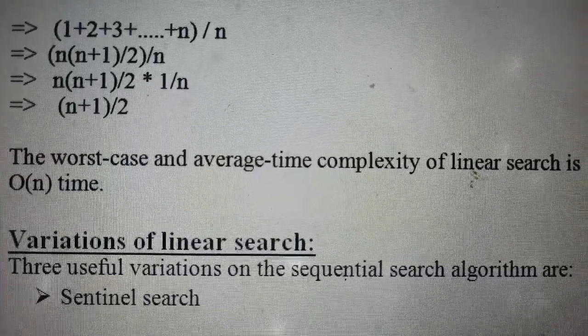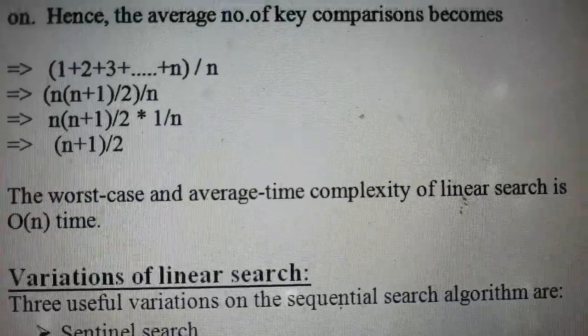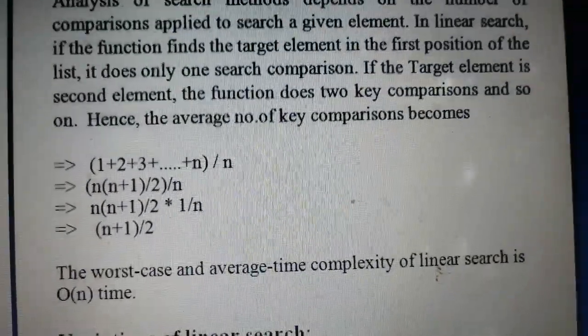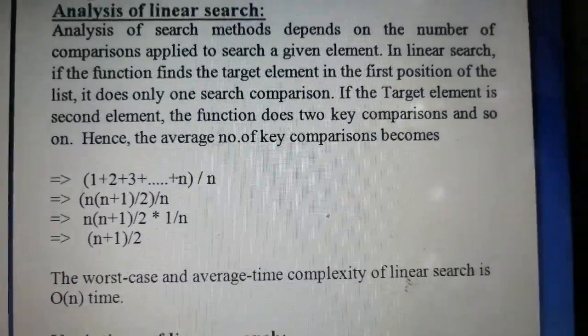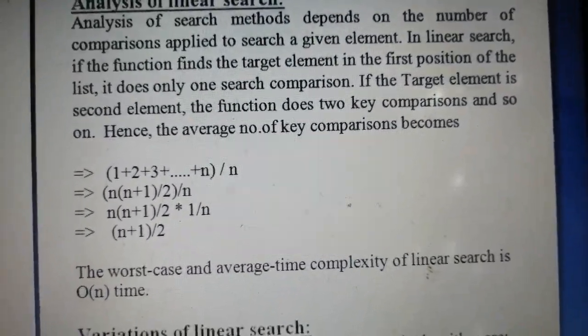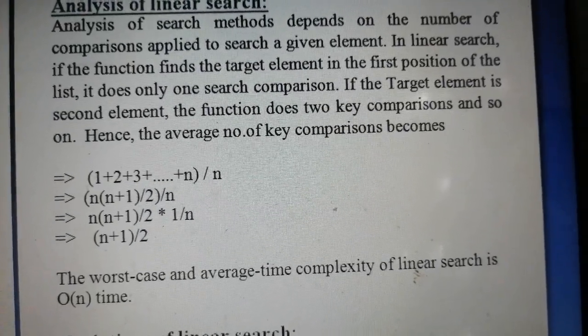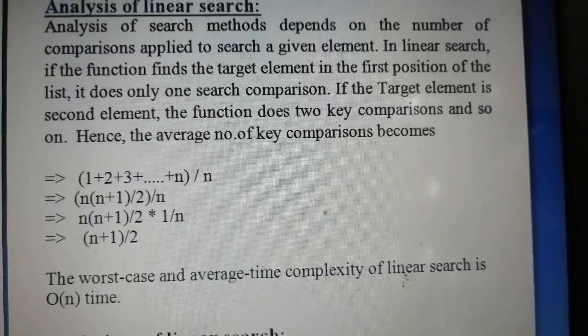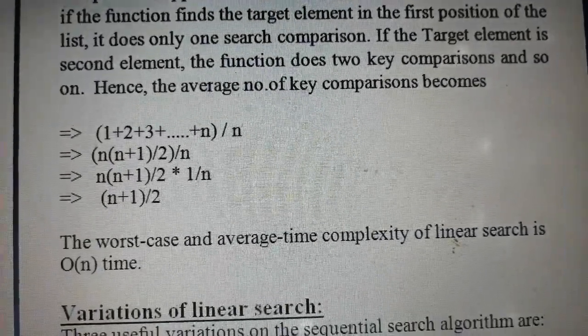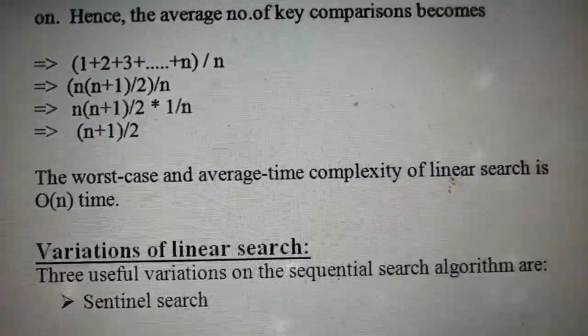That represents the number of comparisons. If one value, one comparison; two values, two comparisons. If I have 100 values, 100 comparisons. It depends on n, so it is called order of n.